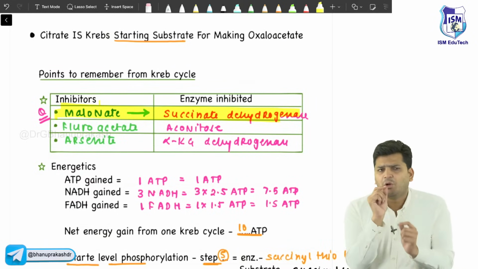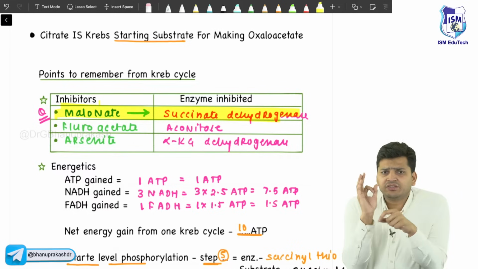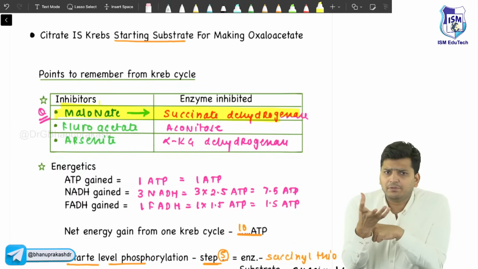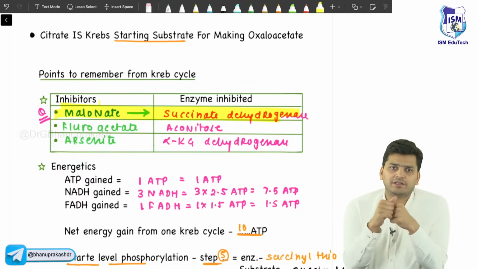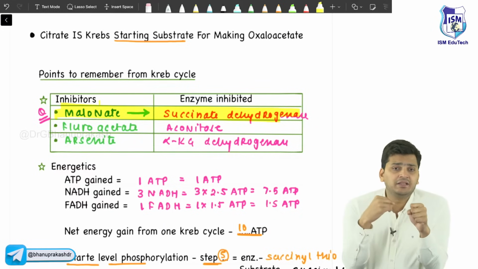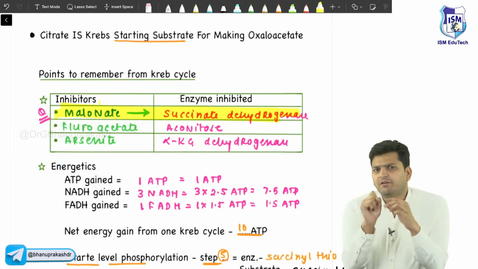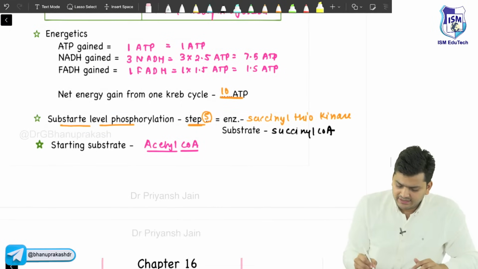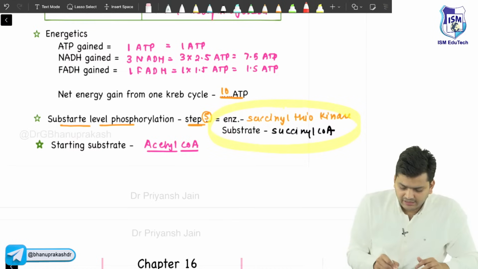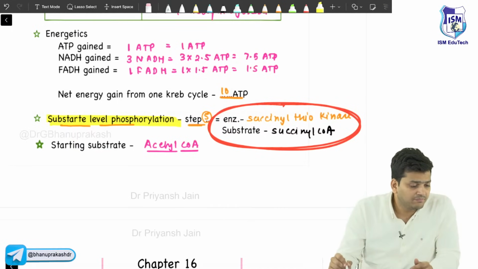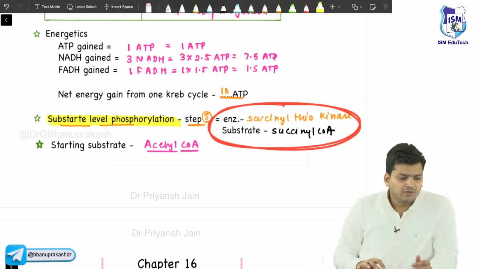Now, you know that in our body, the energy is synthesized in three forms: NADH, FADH, ATP. Whenever you are generating the energy directly in the form of ATP, that reaction is called substrate level phosphorylation. In the Krebs cycle, substrate level phosphorylation occurs only once, and the enzyme is succinyl thiokinase. Done.